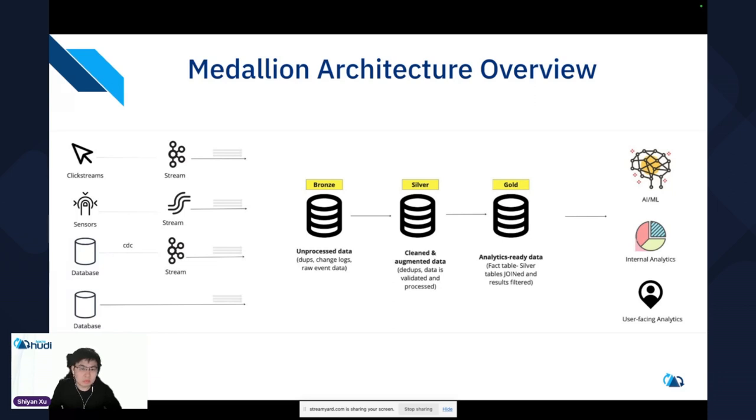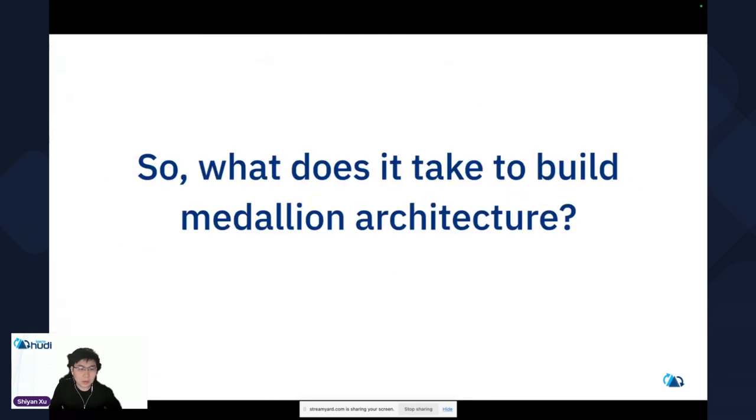Finally, to move from the silver layer to the so-called gold layer, you may run some join queries across different silver tables and create some wide fact tables that you may use for AI or ML applications, BI analytics, and more. So all this seems pretty straightforward. But what does it really take to implement something like this? Let's take a closer look.